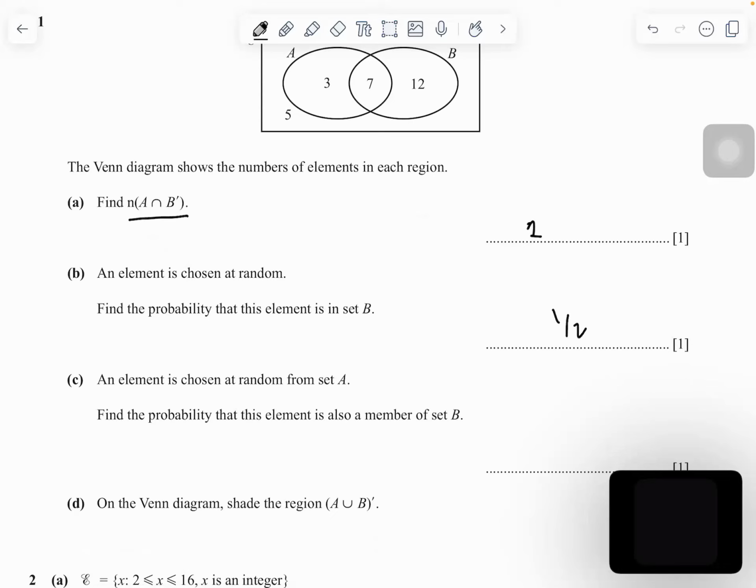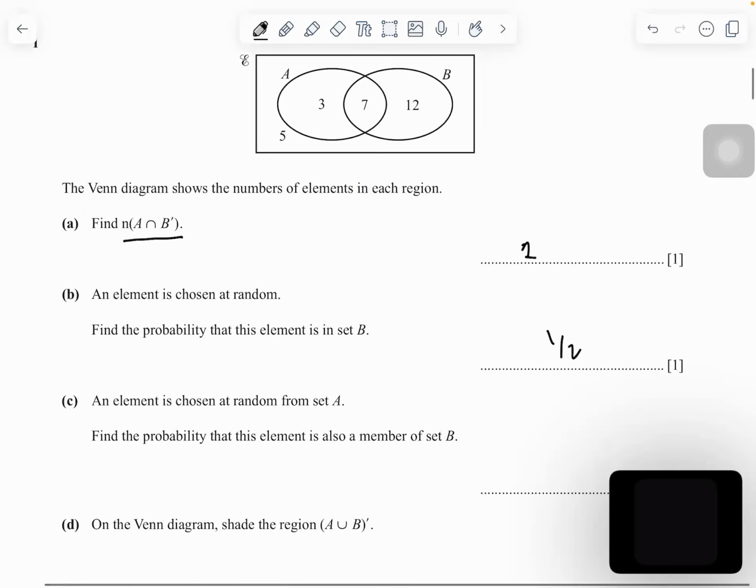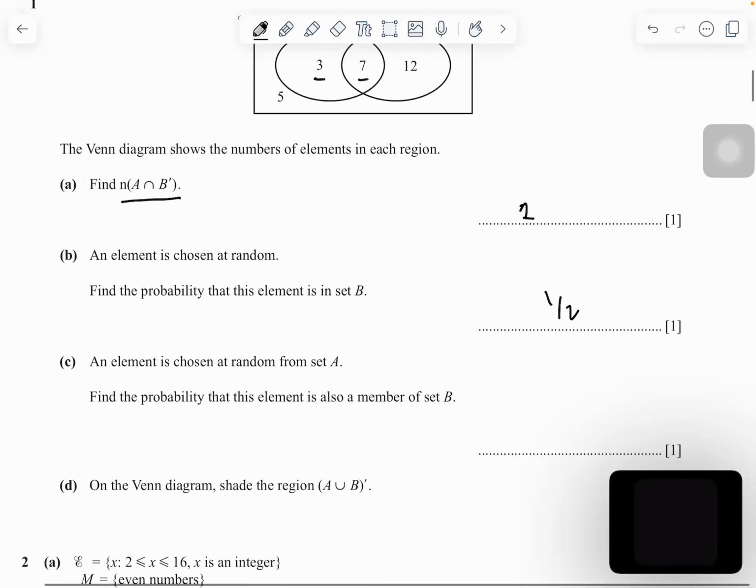The probability that a member of set B. Is it 1 out of 4? How? I just guessed it. See, it says that the element is chosen at random from set A. Set A means it's either 3 or 7. So half is going to be the answer.